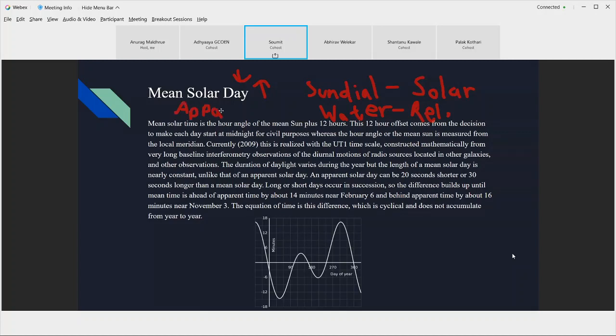This is the time we call the apparent noon. Apparent noon is the time when either your shadow isn't visible, because it's directly below you, or your shadow points directly towards one of the poles. That is when we call it apparent noon. So that is the time that the sundial shows.